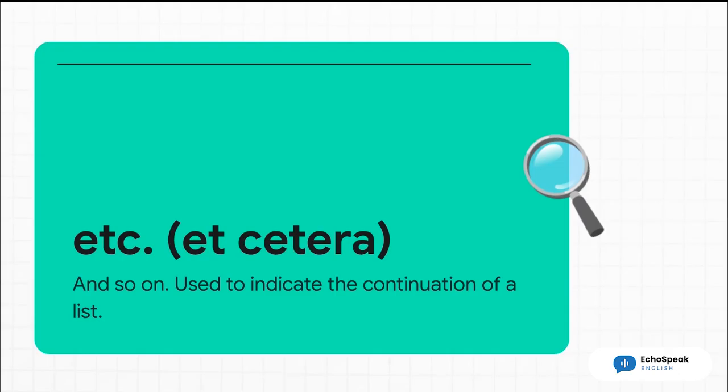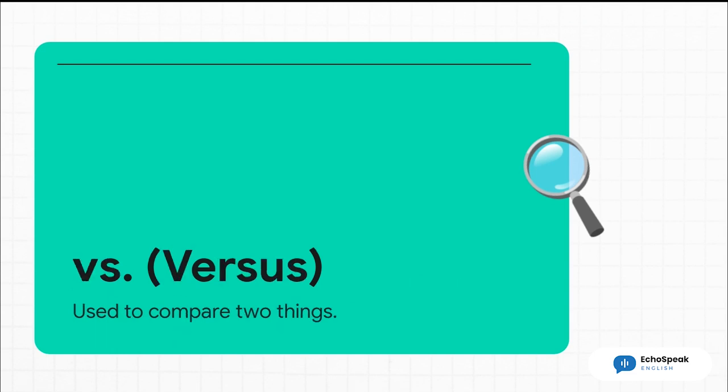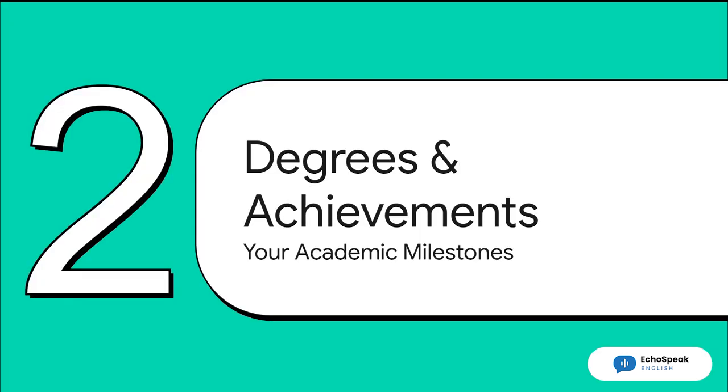Next, we've got etc. Super simple. It just means and so on. It's your shorthand to show that a list keeps going without having to name every single thing. And then there's vs. for versus. You see this everywhere, right? It's used to set up a comparison or a conflict, whether it's a court case or a big idea like nature versus nurture.